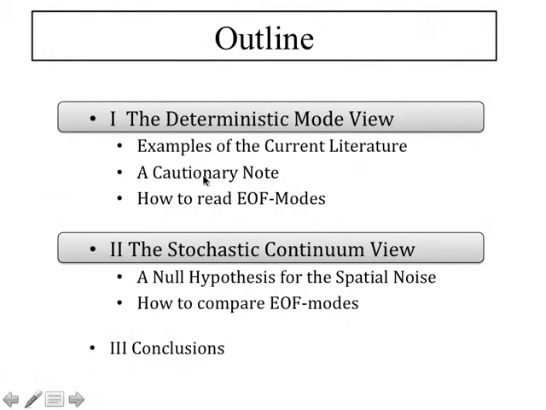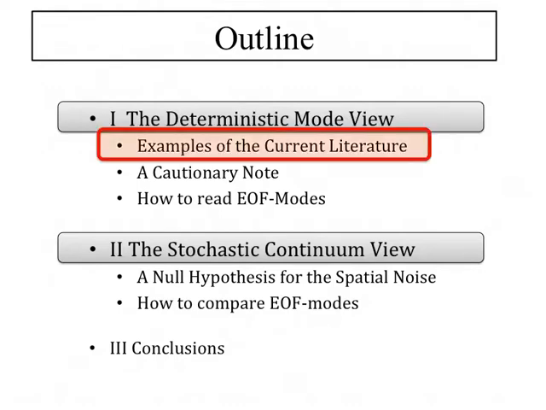I explain to you what's the difficult part about it, and then I explain to you how you would actually read EOF modes, like this one that I just showed you, and ask the question: what are the true teleconnections? And then I give you an alternative view, another way of looking at these things, which is more like thinking about stochastic models and that climate variability is a continuum. And I will give you a null hypothesis of what you should expect, and then how you would compare EOF modes of different theories or different data sets, and then we come to the conclusion.